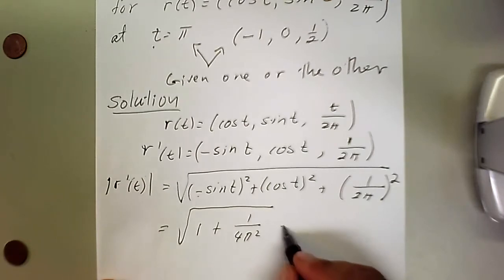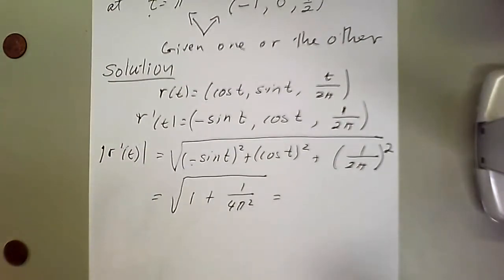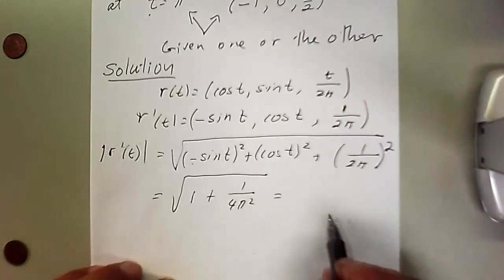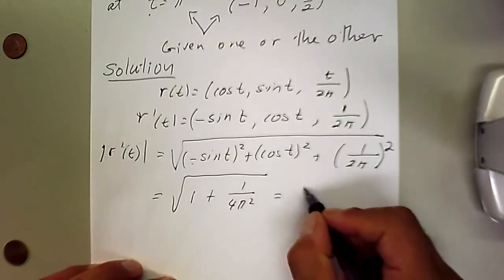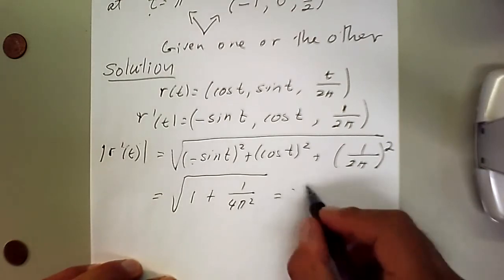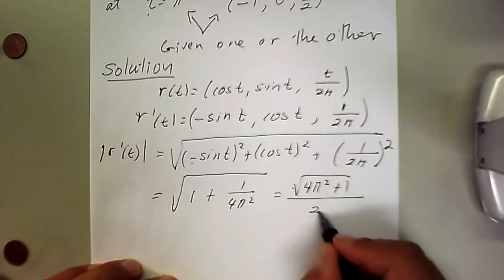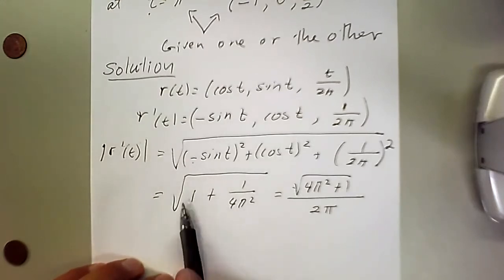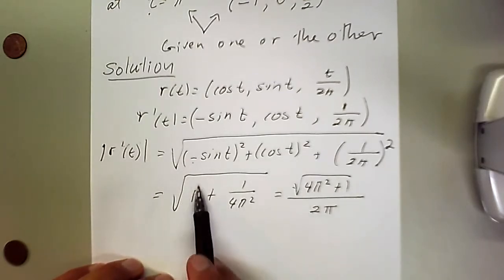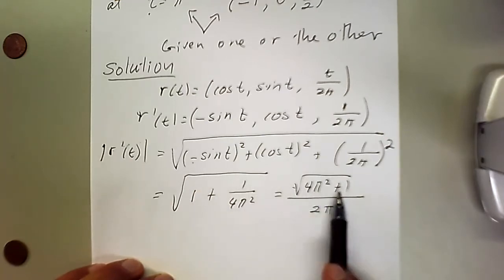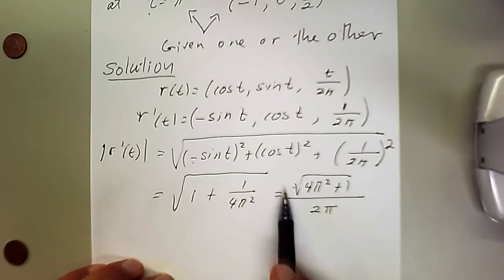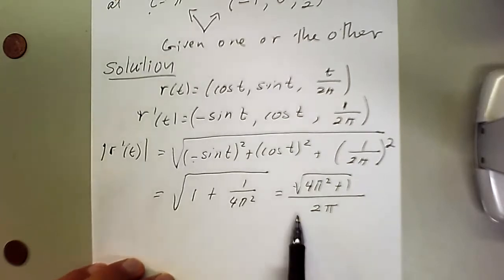We have done this computation a few times in previous videos, and it boils down to the square root of 4 pi squared plus 1, over 2 pi. This 1 becomes 4 pi squared over 4 pi squared. We have a common denominator, and we end up with 4 pi squared plus 1 in the numerator over 4 pi squared. Then we split that into two roots, the numerator and the denominator. The numerator doesn't simplify at all. The denominator does.